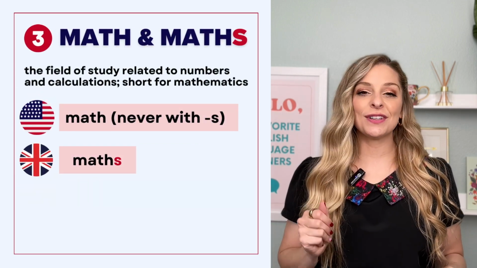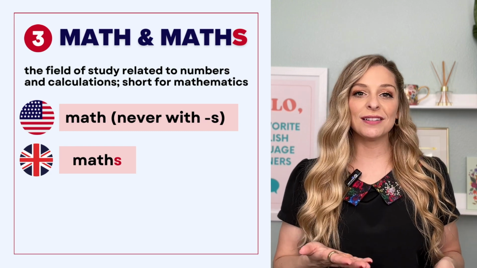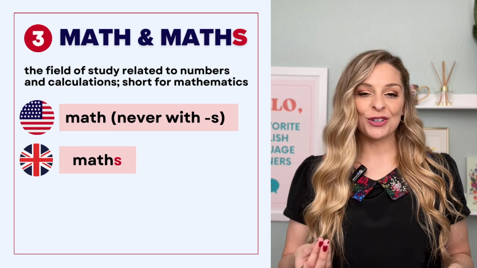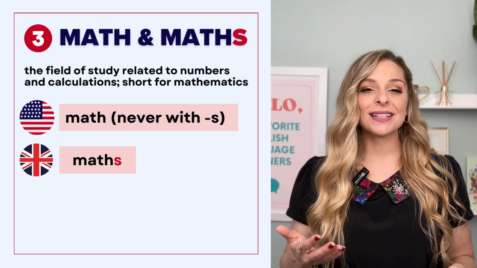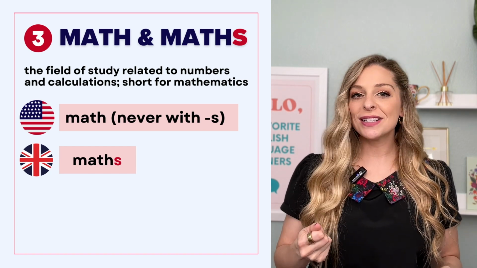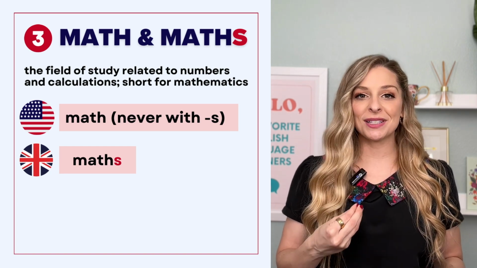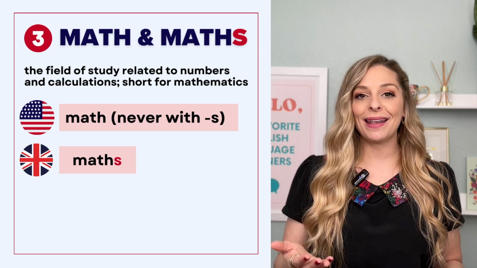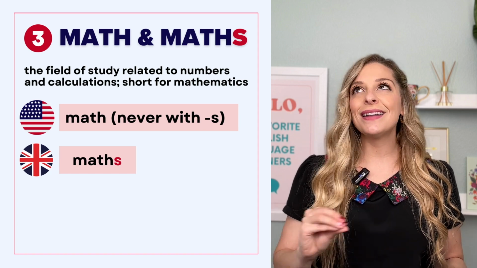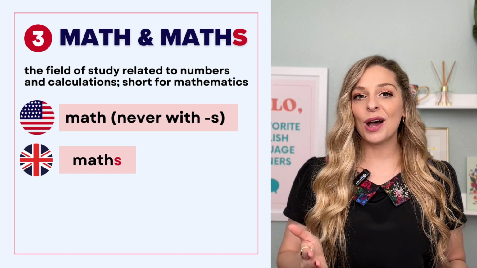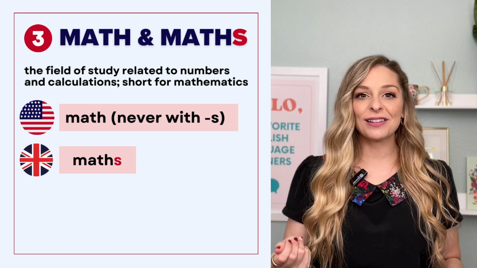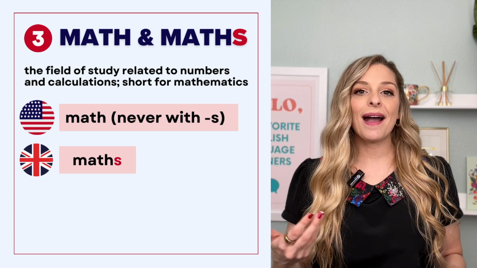And the third difference I have noticed between American and British English is the word math and maths. This word refers to the field of study of numbers and calculations, and it is short for mathematics. Now, I really started to notice this when my students were introducing themselves and saying they were majoring in maths. And I was very confused because in the US, we never put an S on the end of math. But then I realized that these students had been learning British English in international schools or had British teachers.